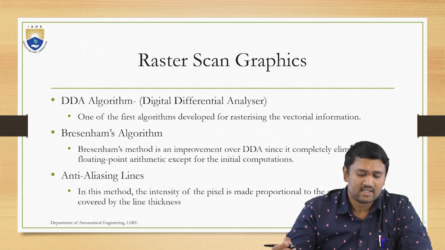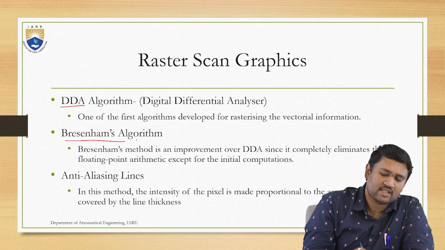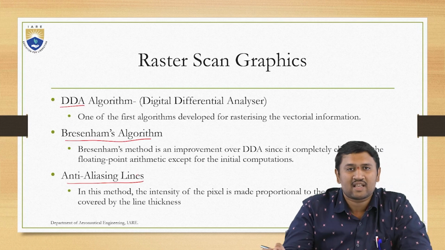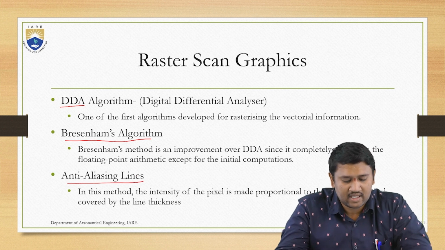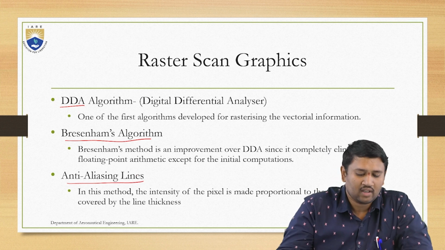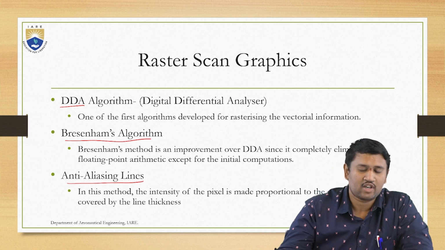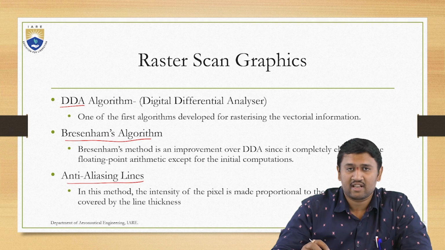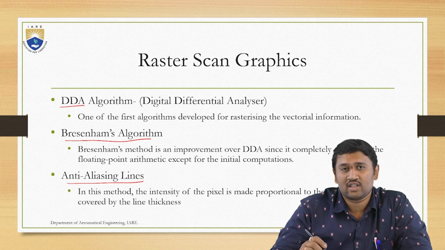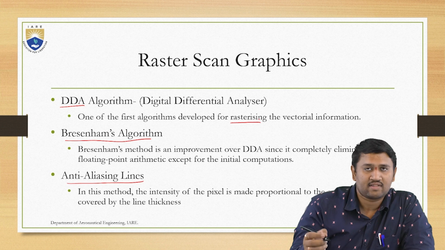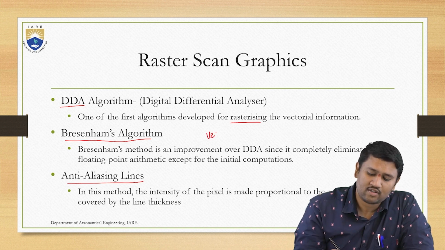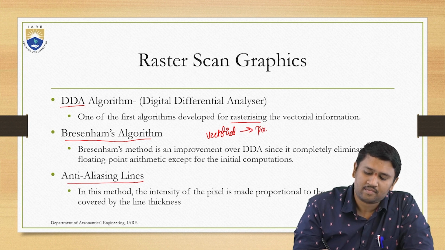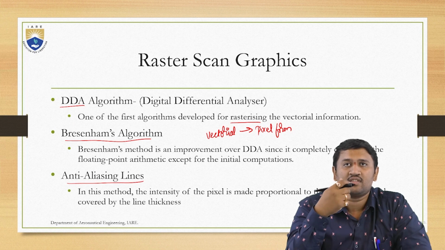Next, as we have discussed earlier, these are the three algorithms on which raster scan graphics will function. First is your DDA algorithm. What does the DDA algorithm mean? Basically, it is the first algorithm developed for rasterizing vectorial information. What do you mean by rasterizing? As we have discussed earlier, conversion of your vectorial data to your pixel form is rasterizing.